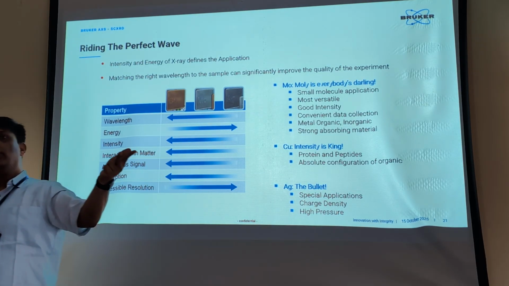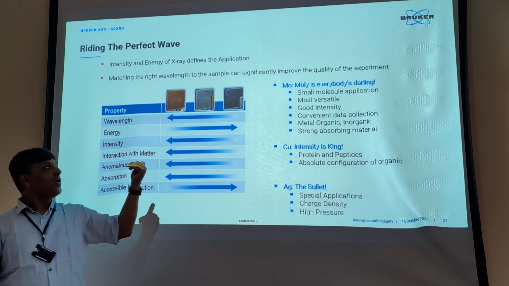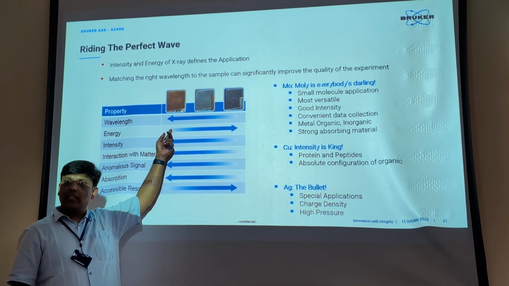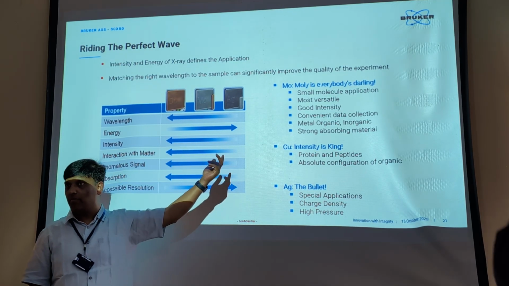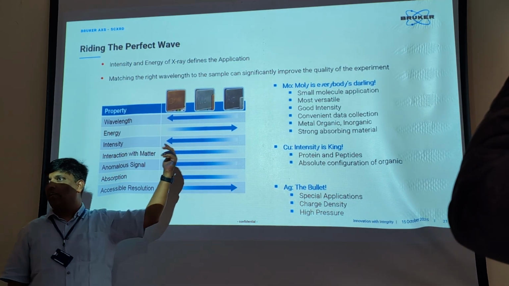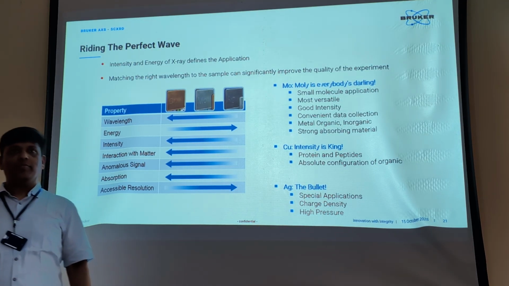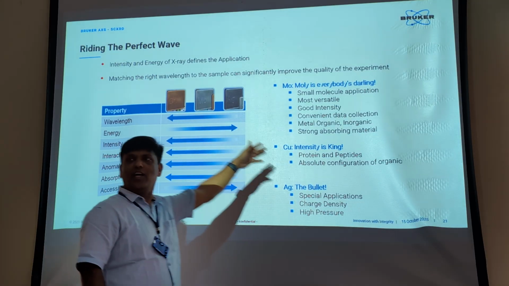If you want to do some protein or some peptide, it is better to use copper because it has lower energy as well as high intensity. Lower energy will not damage your crystal, and high intensity will give you better information about your crystal. That is the purpose of having copper. Then why molybdenum? Molybdenum is actually most suited for all other applications.